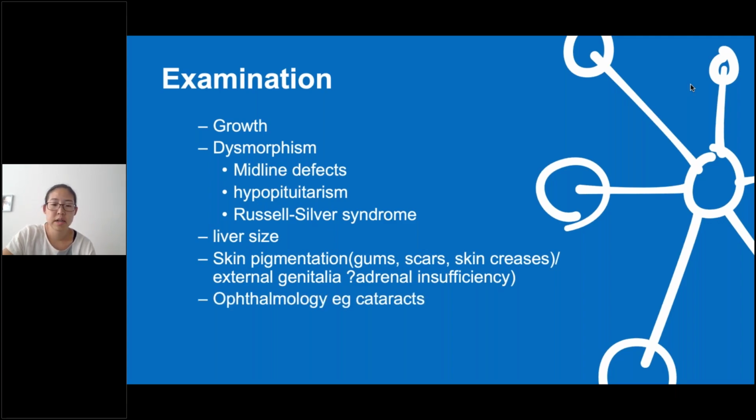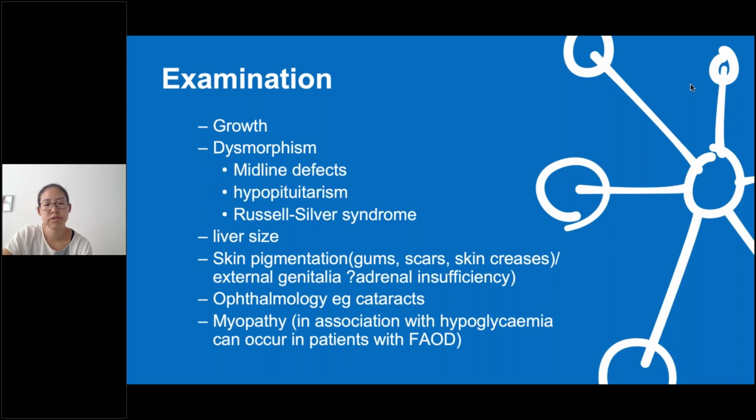And then ophthalmology, so cataracts is one thing you can pick up. Galactosemia patients present usually with poor feeding and liver dysfunction, but they can also present with isolated cataracts, and they don't usually grow very well, and they usually present with hypoglycemia as well. And then myopathy is not so common, but patients with fatty acid oxidation defects can present with myopathy as well.